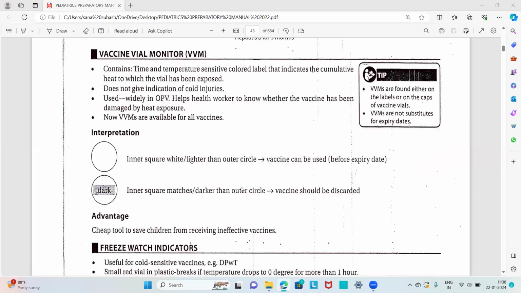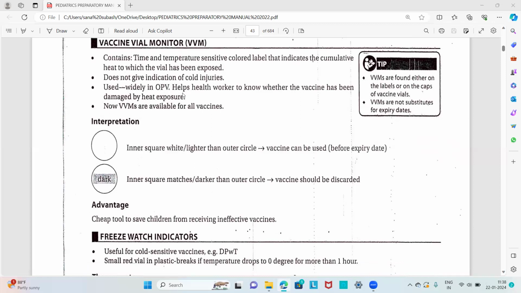The next short answer type question is the vaccine vial monitor. It contains a time and temperature sensitive colored label that indicates the cumulative heat to which the vial has been exposed. It does not give an indication of cold injuries. It is used widely in the oral polio vaccine. It helps health workers to know whether the vaccine has been damaged by heat exposure.